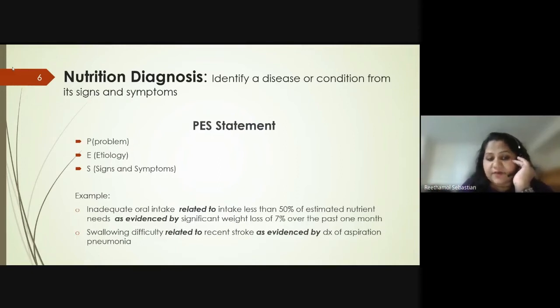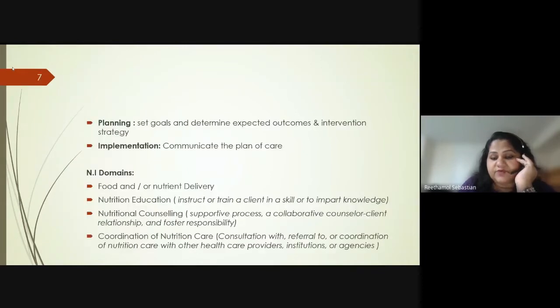The second example is swallowing difficulty. That is the problem, related to recent stroke. That is the etiology, or the reason, as evidenced by a diagnosis of aspiration pneumonia. So when someone has aspiration pneumonia, what should you know? Oh, someone has a swallowing difficulty. Otherwise, usually food or fluid won't go to the lungs, right? So there is a reason. That's how you have to find out what the nutritional problem is. We don't write any medical diagnosis, we actually find what the nutritional problem is. That is the reason we go to the nutritional diagnosis.